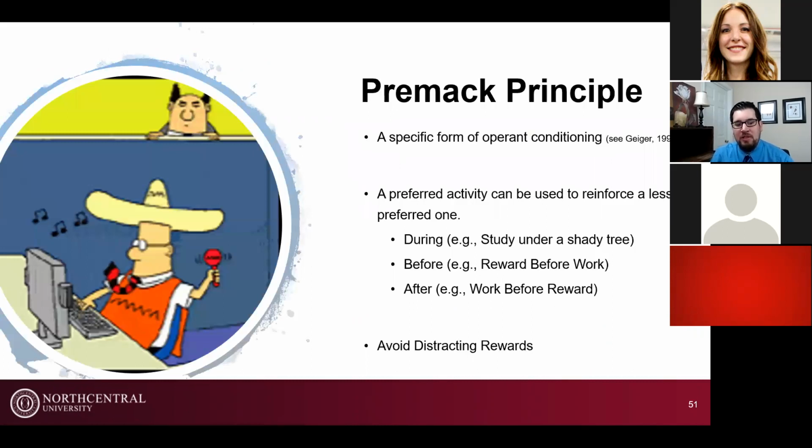The Premack Principle is a specific form of operant conditioning. A preferred activity can be used to reinforce a less preferred one. So I like to think of using it during the process of learning. I might study under a shady tree or at Starbucks with my favorite drink. Avoid rewards, though, that distract from performance, like listening to music.